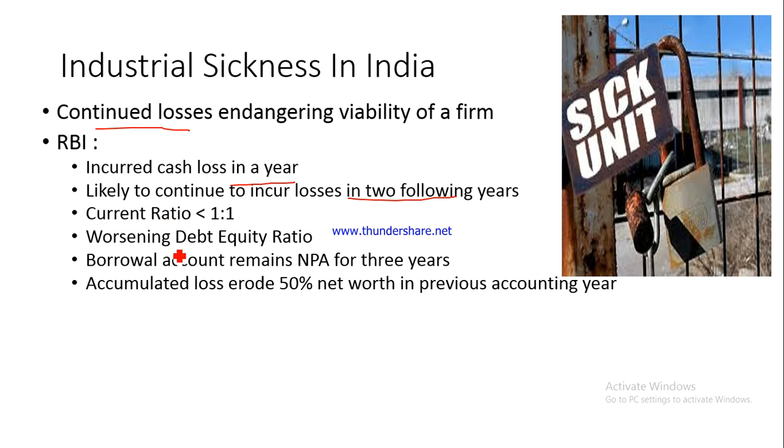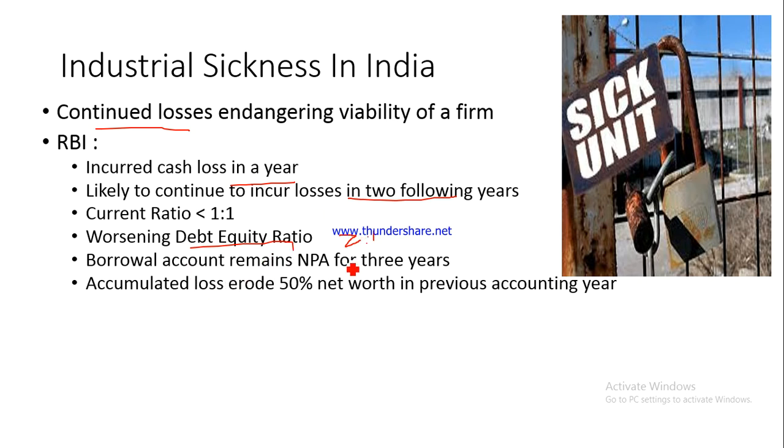If the debt equity ratio is worsening, you know that the ideal debt equity ratio is 2:1. Now, if this ratio worsens further, and what do we mean by worsens? The debt proportion in the overall mix increases, and if this ratio worsens to 3:1, which means 3 parts debt and 1 part equity, then this is a symptom of an industry probably going sick.